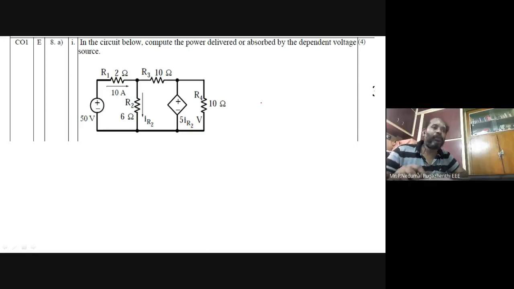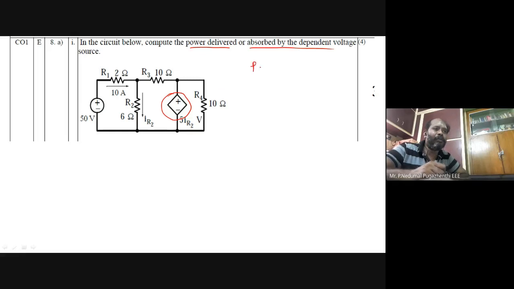We will think about the logic behind this particular question. What is being asked? They are asking for the power delivered or absorbed by the dependent source. So they are interested in knowing the power across this particular dependent source. This is a current dependent voltage source. How can you find the power?